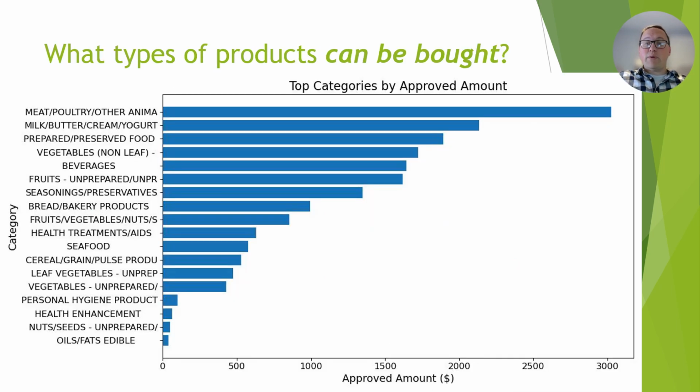What types of products can be bought? Here is a bar chart for the top categories by approval amount. So if you want to see what types of products people are buying with the health debit card, you can look along the side here. We got meat, milk, prepared and preserved food. We'll take a deeper dive in that one later. Vegetables, beverages, fruit. You'll see some medical ones here like personal hygiene, health enhancements. We'll take a deeper dive on a few of these coming up.